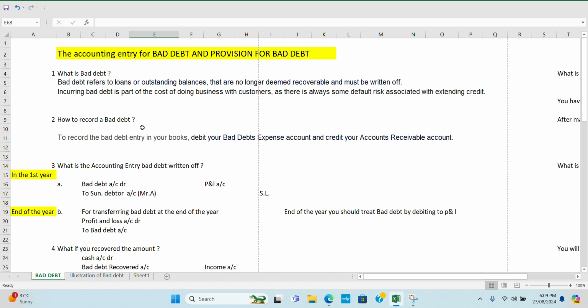So how to record a bad debt? To record the bad debt entry in your books, debit your bad debt expenses account and credit your receivable account. What is the accounting entry for bad debt written off?